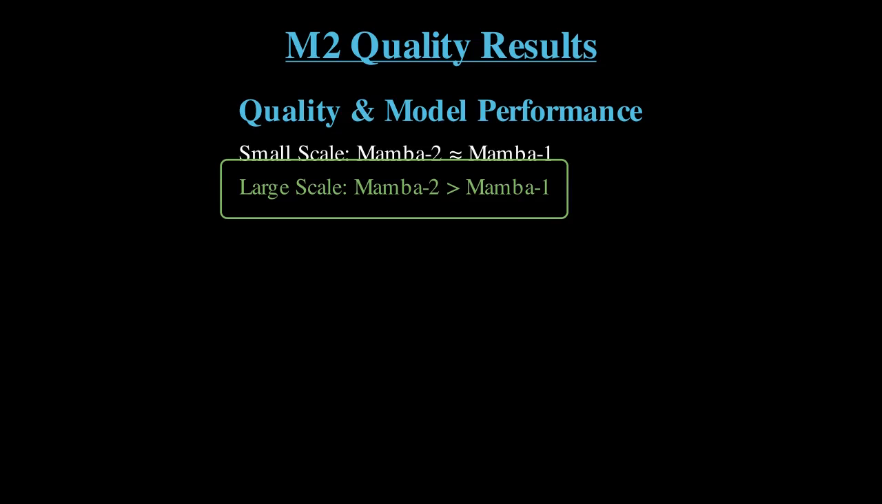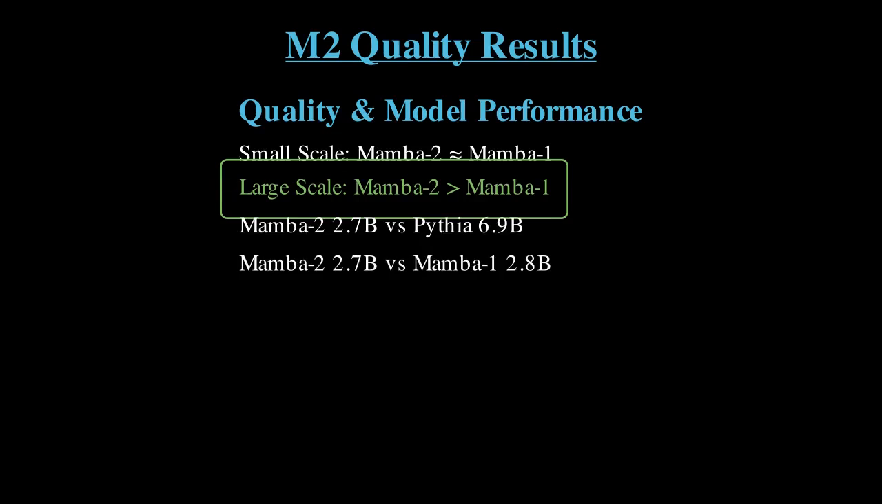This plot shows perplexity versus model size. Lower is better. You can see that our Mamba-2 7 billion parameter model is competitive with much larger models like Pythia 6.9B, and it also matches the performance of a similarly sized Mamba-1 8B model.